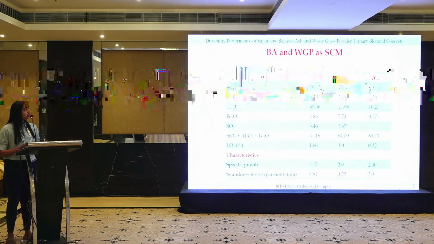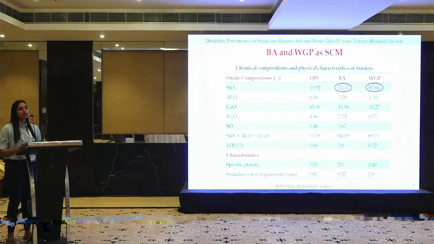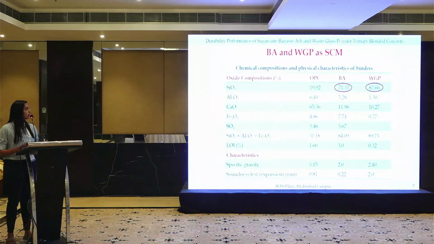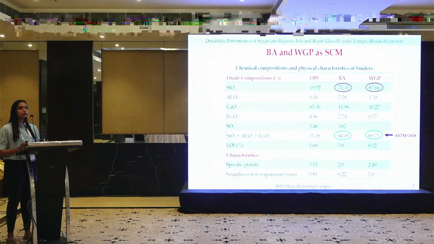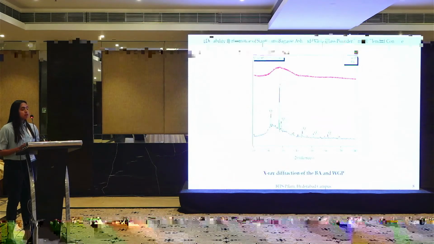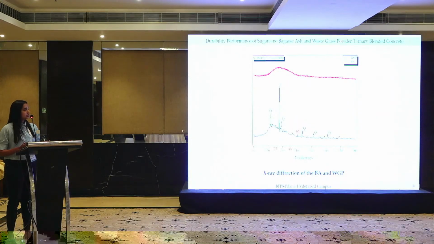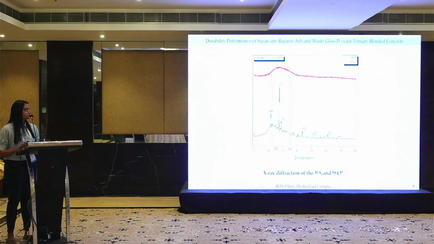You can see that bagasse ash and waste glass powder have more than 70% silica, so this is a siliceous material. As per ASTM C618, it has an S plus A plus F value greater than 75%. And from the XRD diffractometer, it is clear that it contains amorphous silica, from the 2 theta value of 23 to 34.